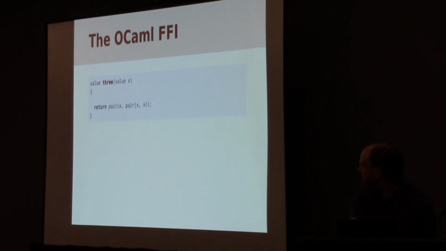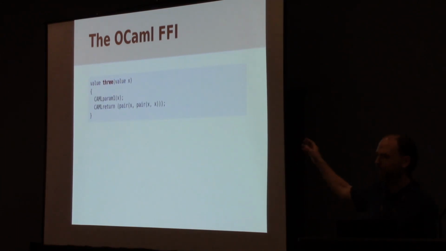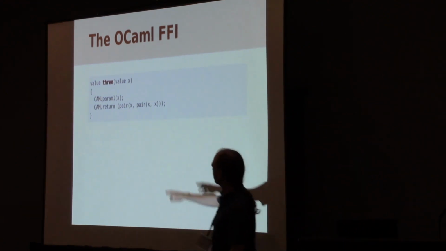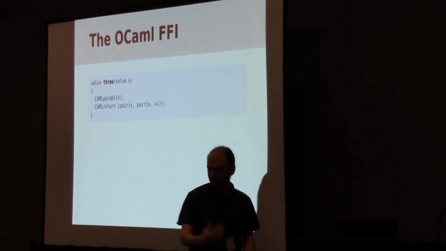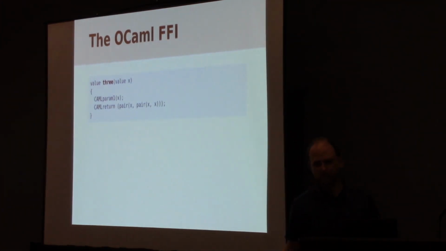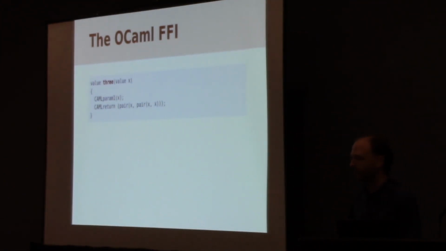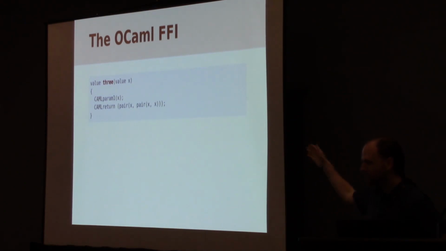So an experienced OCaml FFI programmer will realize that you need to register that variable x with the garbage collector. So now the garbage collector knows about this variable x, and it knows that if the first call to pair, by first call to pair I mean this one, the one that's actually evaluated first, if that triggers the garbage collector and x gets moved, then OCaml knows about the variable x and will update it correctly. However, this code is still wrong.